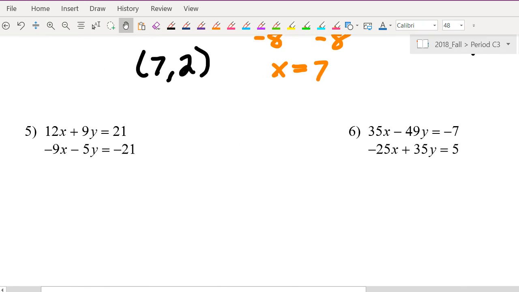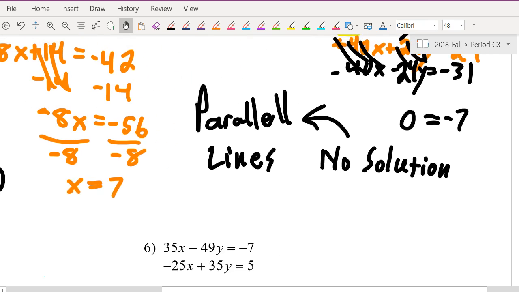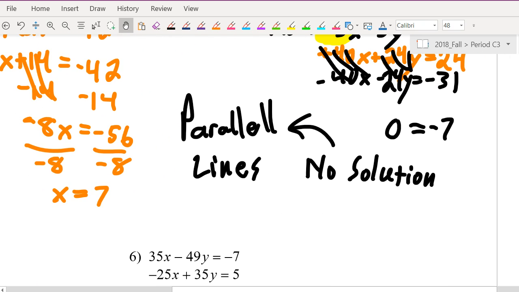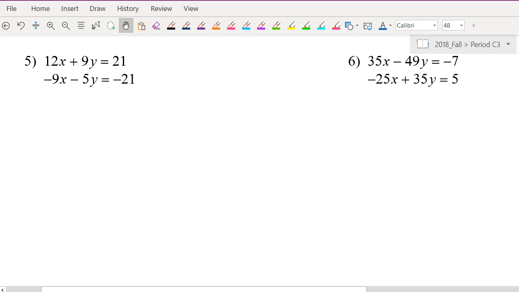How dare you. All right, did I move too fast? Hey, so, who's going to help me out on this one? Okay, Matthew, help us out. So what you're going to do is simplify the top one. Dividing by? Yes, by 3. Good job. Yes. Good math. Okay, and we get 4x plus 3y equals 7.